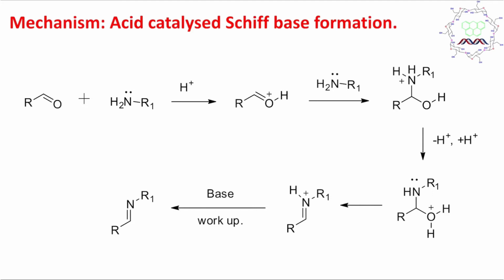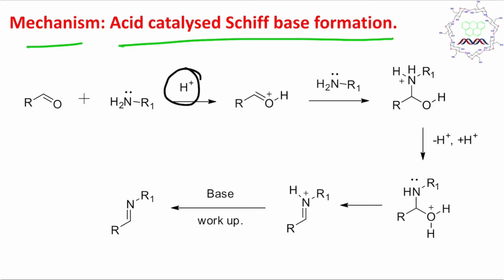Now let's discuss the mechanism. It is acid catalyzed Schiff Base formation, because you can form a Schiff Base in two ways. First acid catalyzed, second base catalyzed. So now let's discuss the first one. If you put in acid, H plus, then there are two possibilities: either the amine acts as a base, or the aldehyde or ketone is protonated. In this case I have shown the aldehyde will protonate.